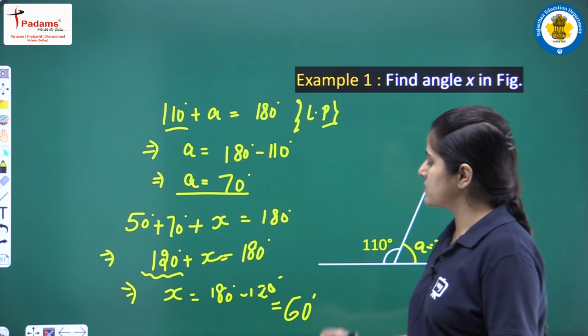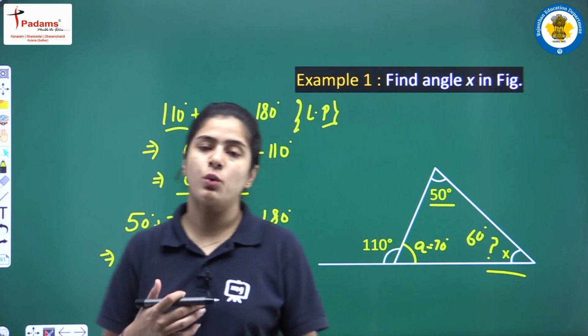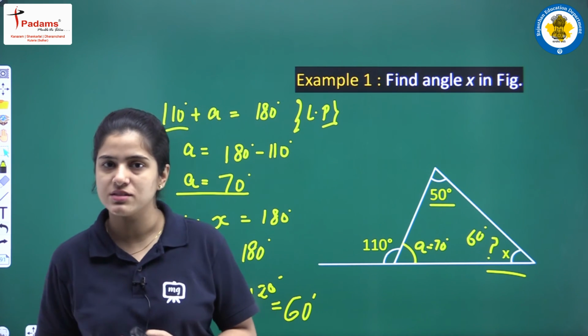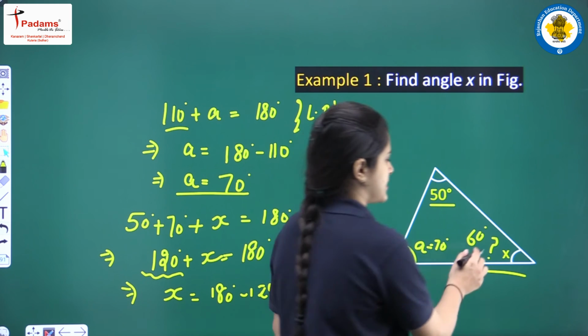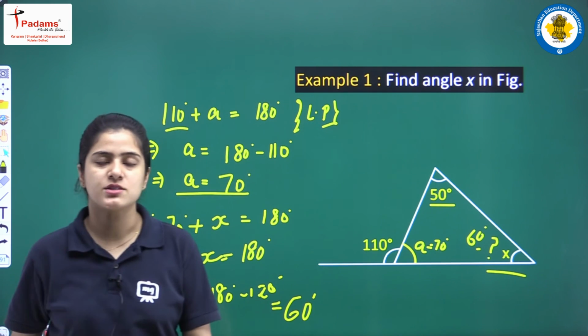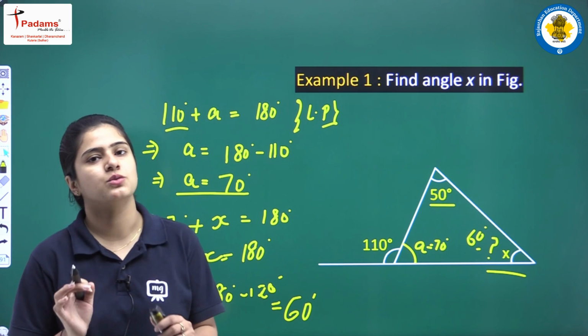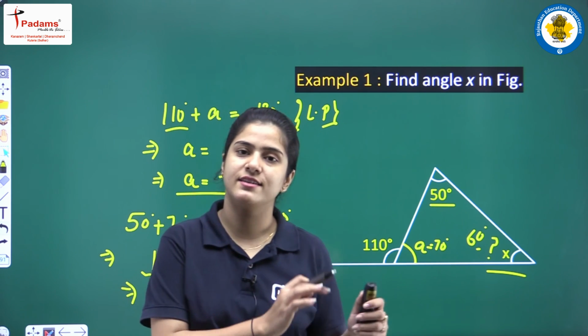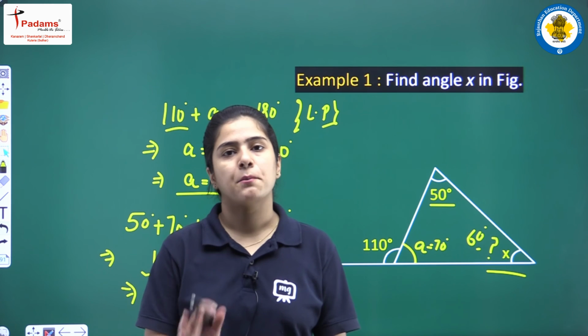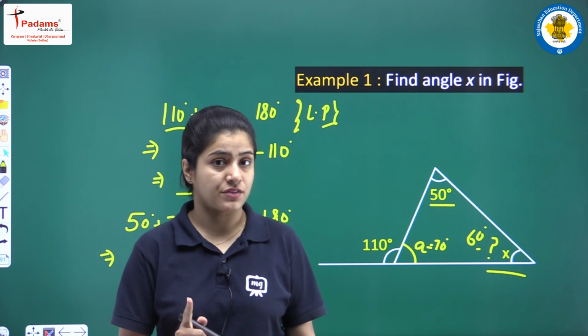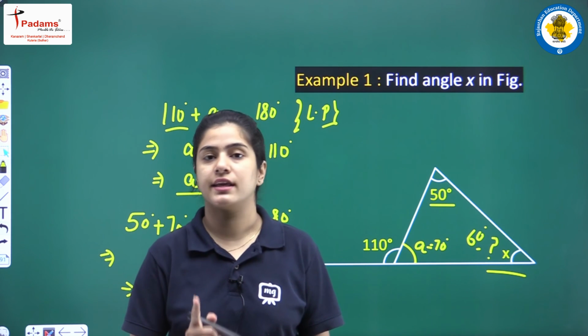So in this way also, students, you will need to find out what kind of method you are using for solving the question. Okay, students. So this is 60 degree by this method also. But the simpler and easier method is the exterior angle property. So you need to solve by the exterior angle property. Okay, students. But whatever method you are following, just write the justifications. Otherwise you will not be getting the marks.